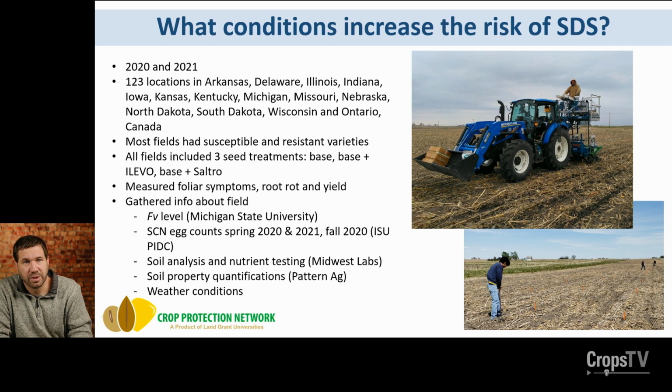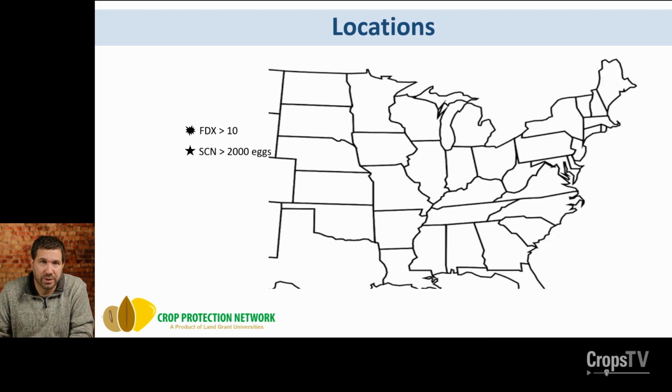This led to sending some soil to Michigan State to measure the FV levels, like in the slides from a couple of slides ago. The SCN egg counts were done here at Iowa State University. Soil analysis and nutrient testing: soil samples were sent to Midwest Labs. We also did some soil property quantifications using Pattern Ag, a newer company out of California, and also collected weather data. And so a lot of different data went into it.